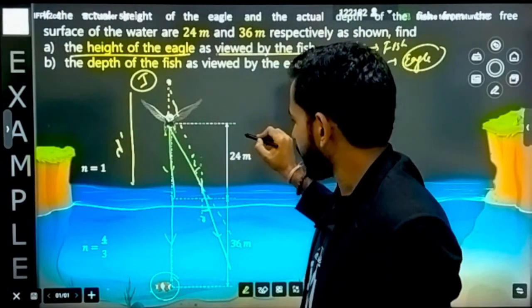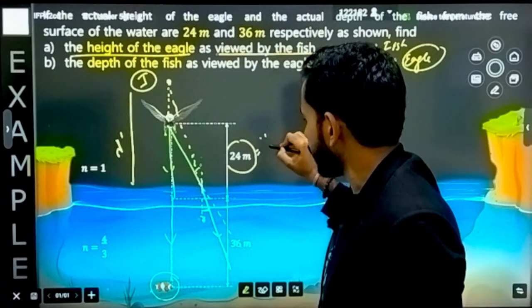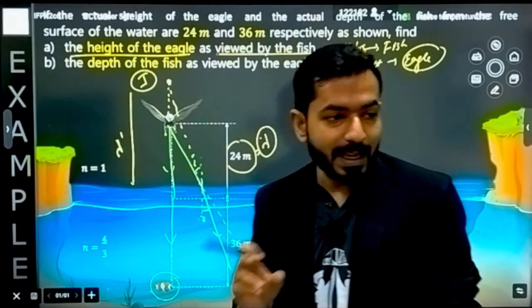Apparent depth. And this distance that is given, 24 meter, is equal to D. That is what? Actual depth. How much actual depth is there?